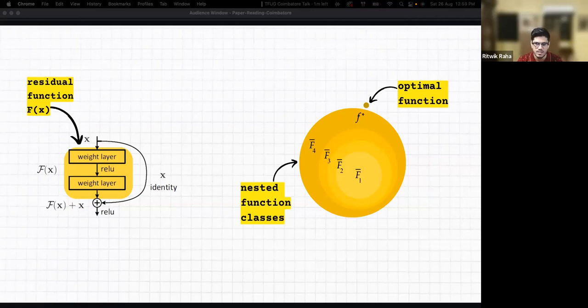So every architecture is new and every problem has to be separately examined. But we have to remember two things. One, on the right, is nested function classes. Nested function classes have a higher probability of containing the optimal function only if there are enough function classes. So if we stopped at F3, we wouldn't have approximated F star. So we need to have the network architecture deep enough for the nested function classes to approximate the optimal function. And this is something that you need to remember.